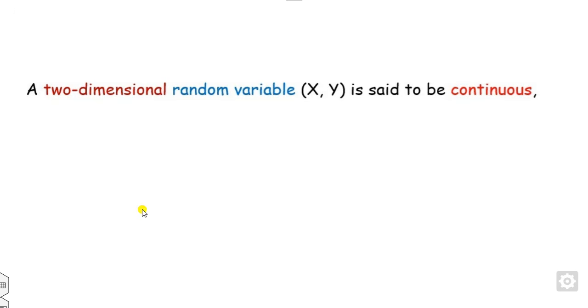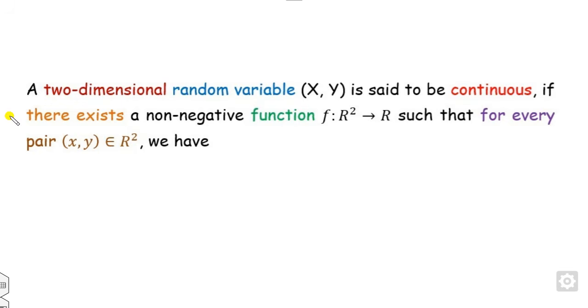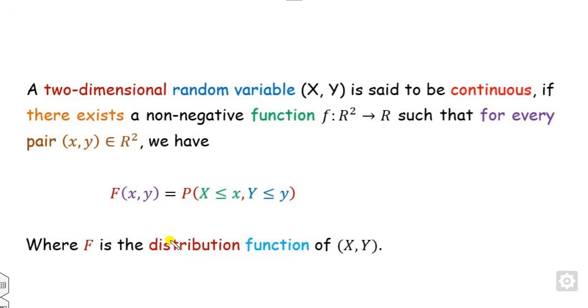So first of all, what is a two-dimensional variable, and what is the condition that you can set for it to be continuous? A two-dimensional random variable x and y is said to be continuous provided there exists a non-negative function f such that for any pair x comma y you have satisfied this condition. Here capital F is nothing but my distribution function, and all of you know that in the one-dimensional problem you have defined this as the integral from minus infinity to x of the PDF. So the same thing we can define here.